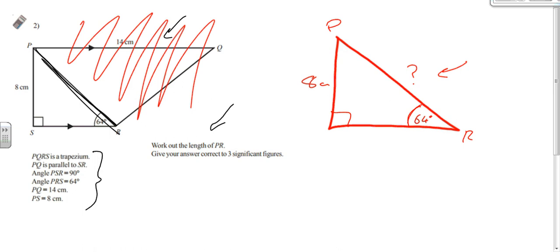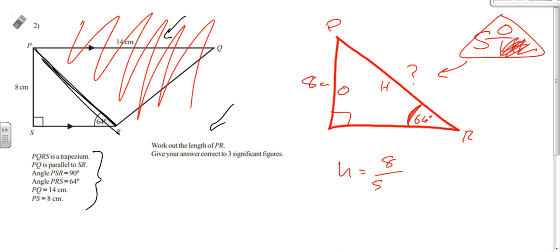So if this here is 64, this is going to be the opposite. This is going to be the hypotenuse. Again, SOH. We're looking for the hypotenuse, so we cover it up. So the hypotenuse equals O, which is 8 centimeters, divided by S, which is sin 64. So 8 divided by sin 64. And that gives us 8.90 to 3 significant figures. Notice that would be 8.9, but because it says 3 significant figures, we need to make sure that we've got 3 digits. So it's going to be 8.90. And that's it.